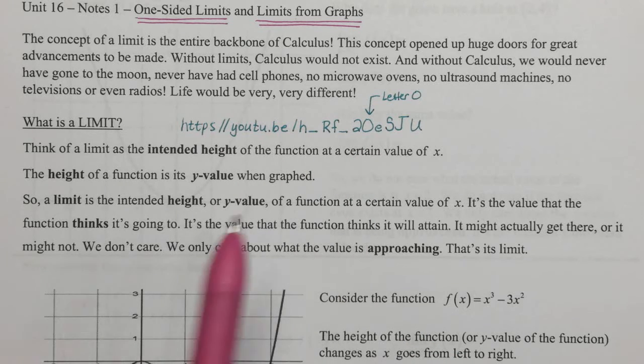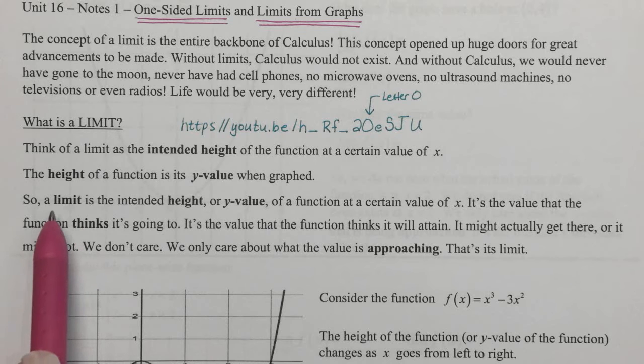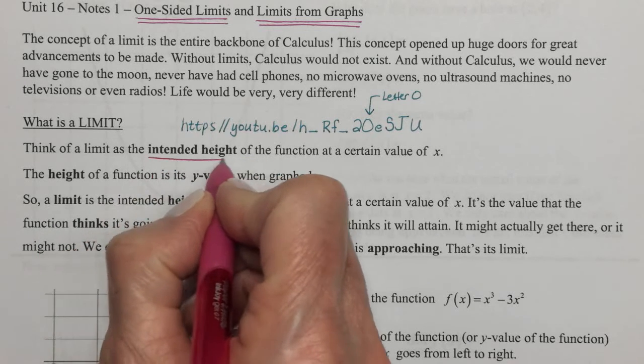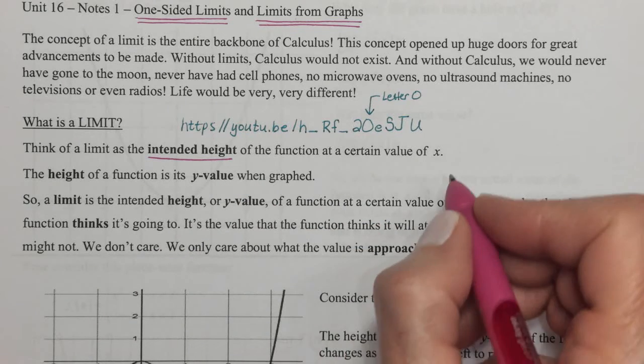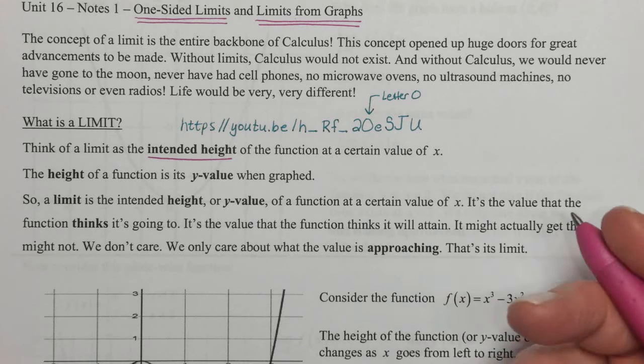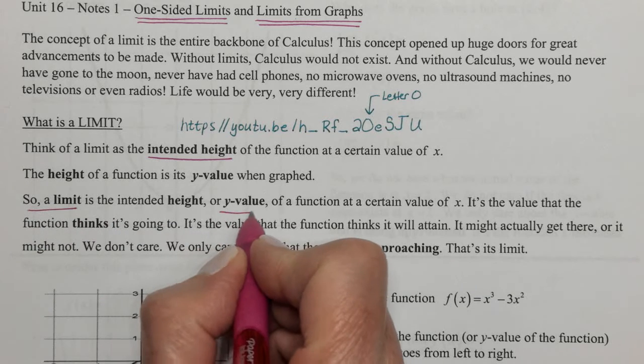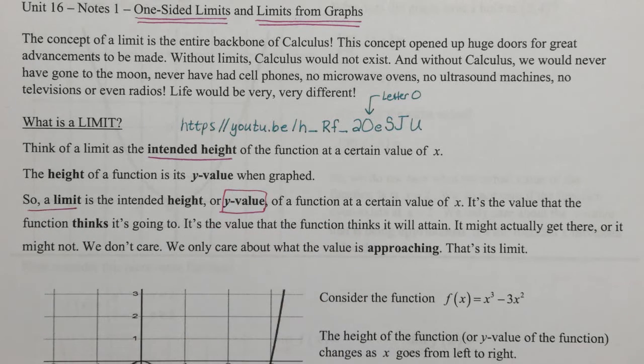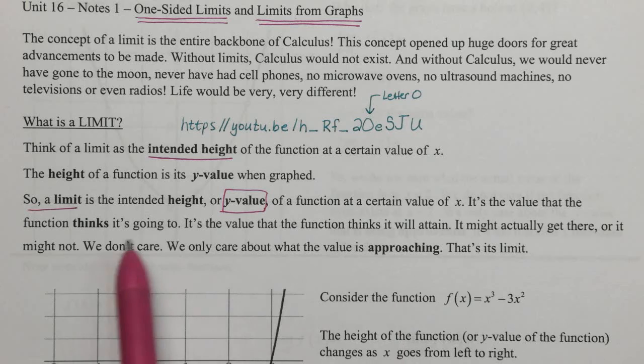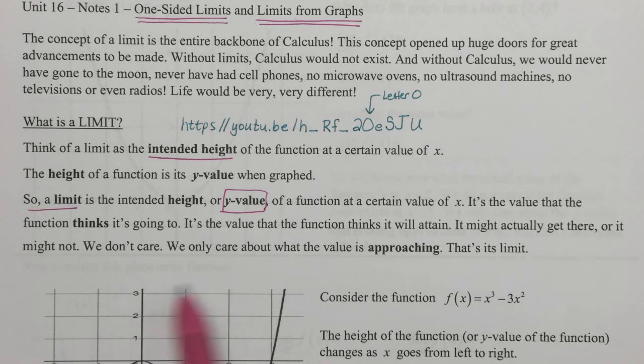All right, so first of all, what is a limit? I like to think of a limit as the intended height of a function at a certain value of x. Know that the height is the y value. So when we find a limit, it's going to be the y value that is the intended height of the function at a certain value of x. It's the value that the function thinks that it's going to. Whether or not it gets there is irrelevant. We only care about the value that it's intending to be, that it's approaching. Okay? That is what a limit is.